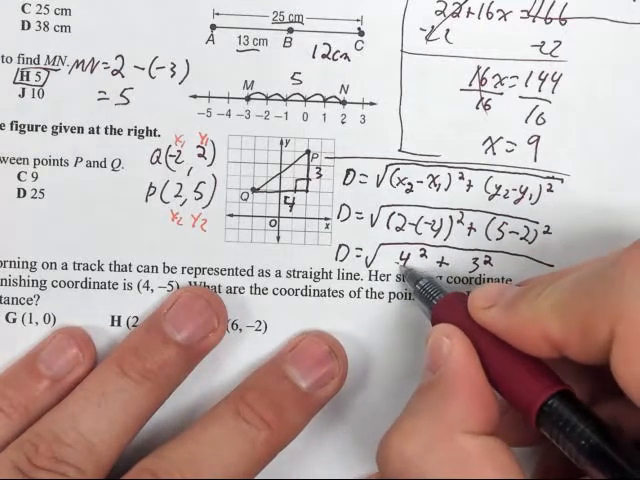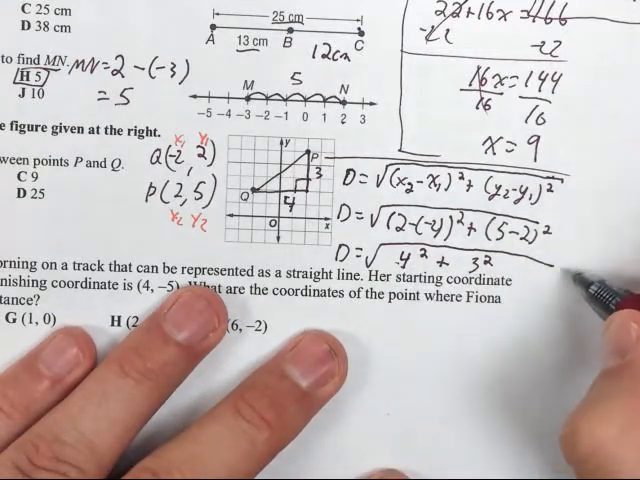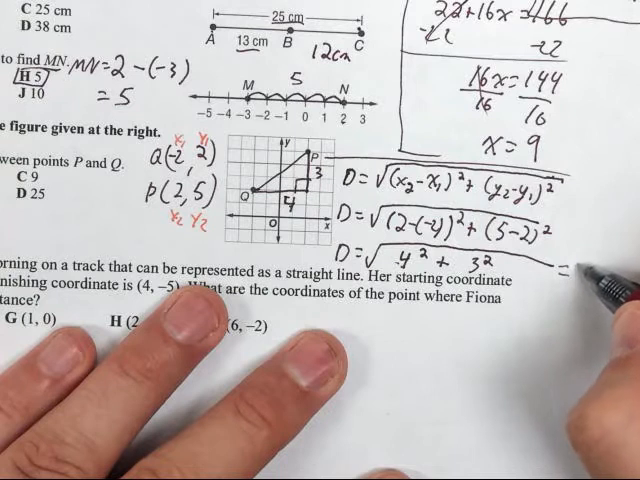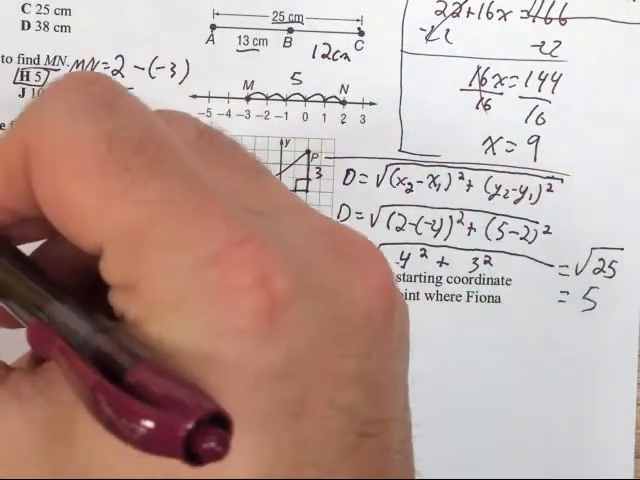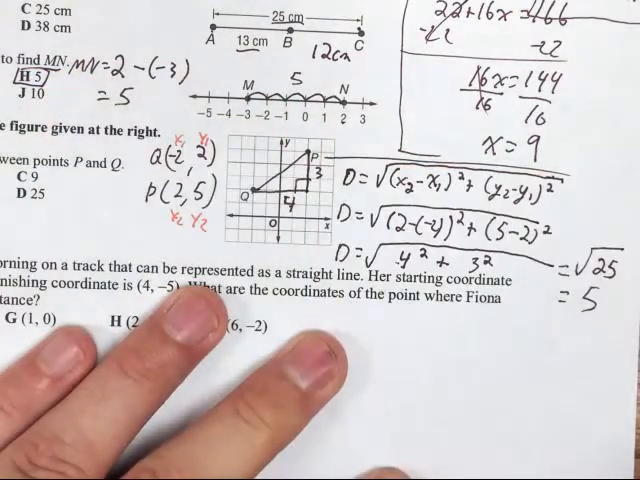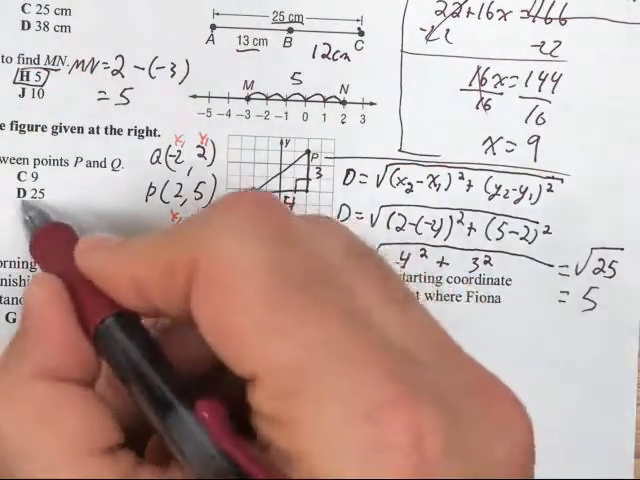Now I combine those together. 4 squared is 16, plus 3 squared is 9. So that is the square root of 25. And the square root of 25 is 5, leaving me with option A. Most common mistake here is not taking the square root and leaving it as 25.